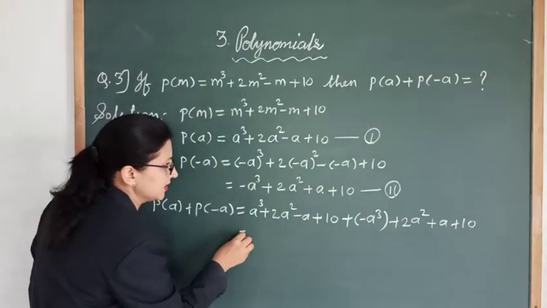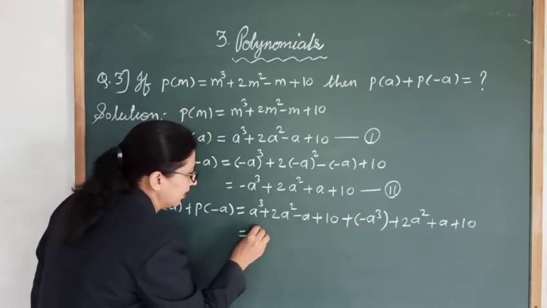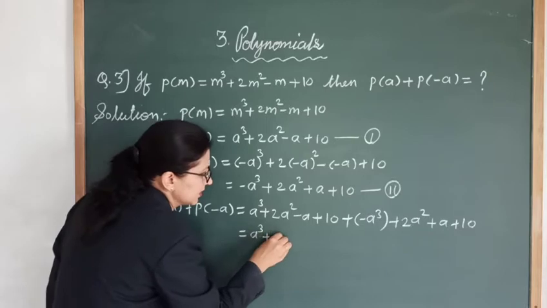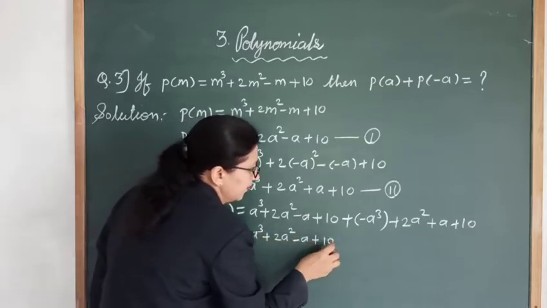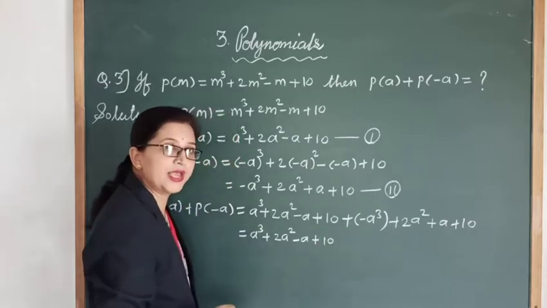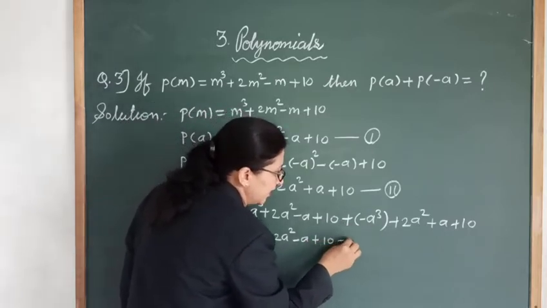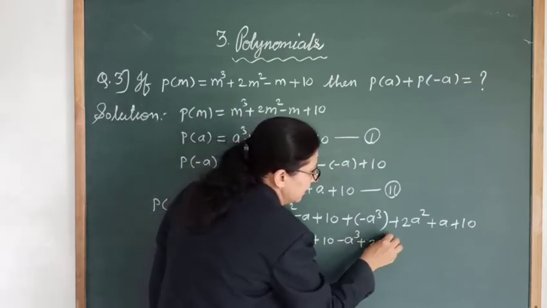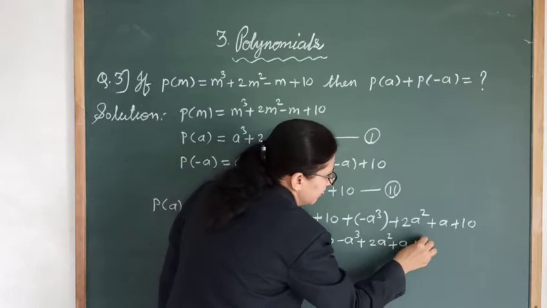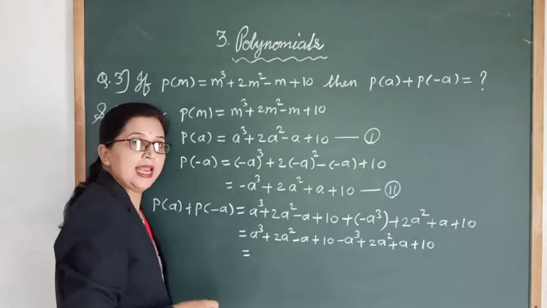Okay, let's solve this. Now here this is in a bracket. First we will take it out: a³ plus 2a² minus a plus 10. Now here the positive sign is outside the bracket, so the bracket sign will not change. So it will be negative a³ only, plus 2a² plus a plus 10. Now let's see the like terms.